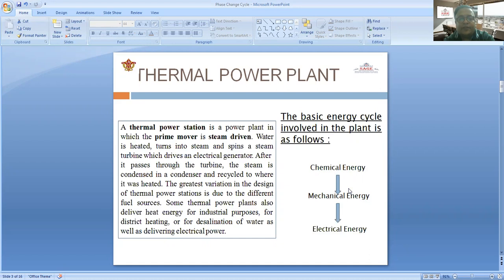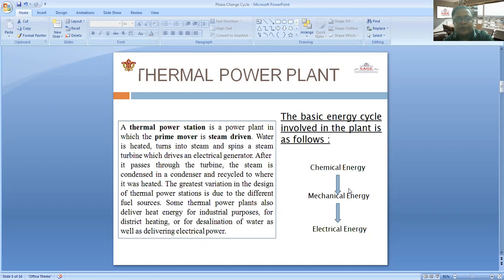It is a plant where the prime mover is a steam driven type, and the accessories or devices are used for converting one form of energy to another form. Water is heated, turns into steam, and spins the steam turbine, which drives the electric generator. After it passes through the turbine, the steam is condensed in a condenser and recycled to where it is heated. A thermal power plant basically uses the chemical energy of the fuel, and this chemical energy is converted into mechanical energy, and this mechanical energy is converted into electrical form through the generator. So this is the main function of the thermal power plant.